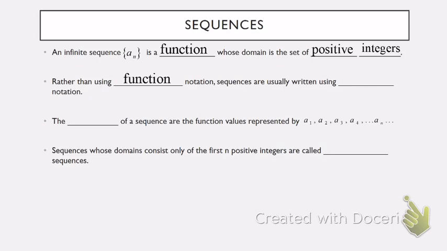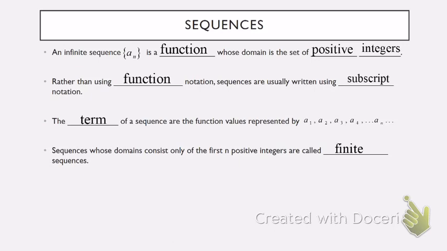Rather than using function notation, our sequences will be using subscript notation. Subscript notation is what you see right here. When you use subscript notation, each term of the sequence is represented by a sub 1 or a sub 2. So the first term would have a subscript of 1, the second term would have a subscript of 2, the third term would have a subscript of 3, and the nth term would have a subscript of n.